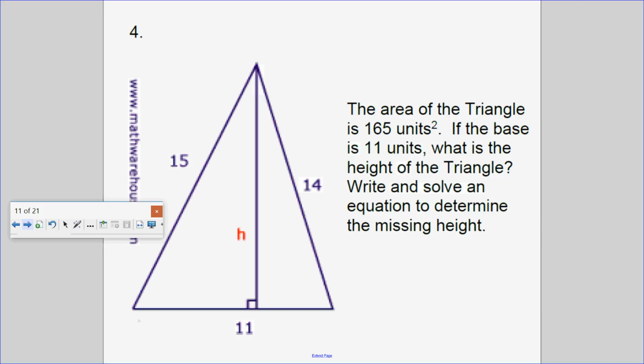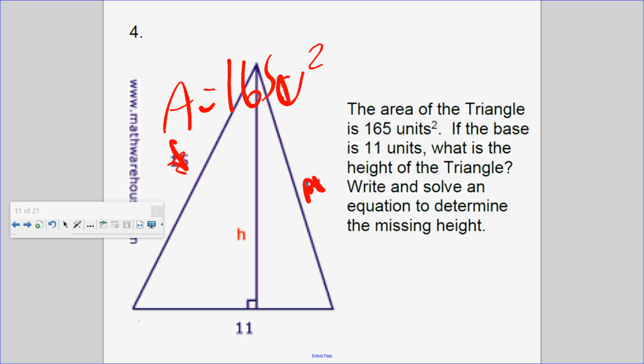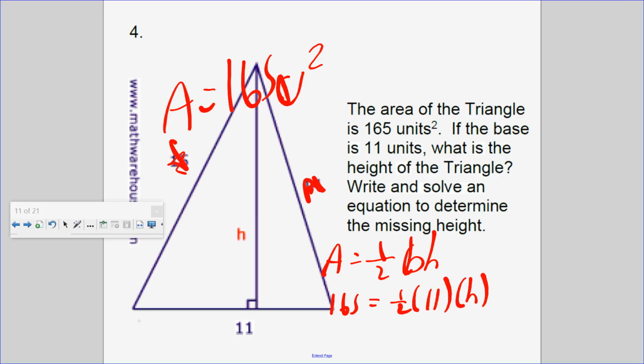And next one, the area of the triangle is 165. So the area of this entire triangle is 165 square units. If the base is 11, what is the height? Again, when you measure the height of a triangle, it's the one that's standing vertical, straight up. These are junk information. Write and solve an equation. So area equals half of base times height. So area is 165, half, the base is 11, and the height we just don't know.